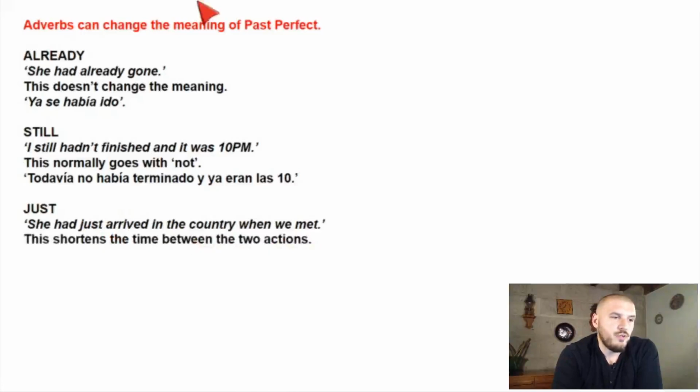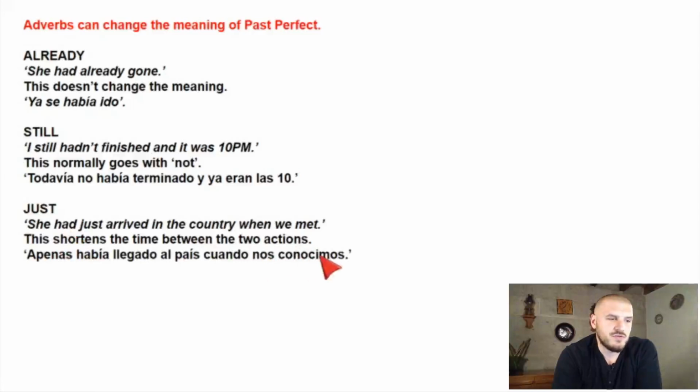So remember, we use past perfect to distinguish between two past actions, that one is more past than the other. Well, this basically shortens the time between the two actions, right? So, translation, something like apenas. Apenas había llegado al país cuando nos conocimos. So, very, very short distance between the two things.